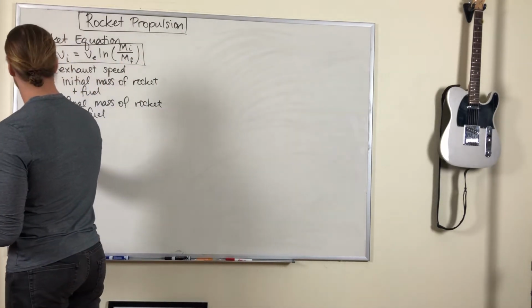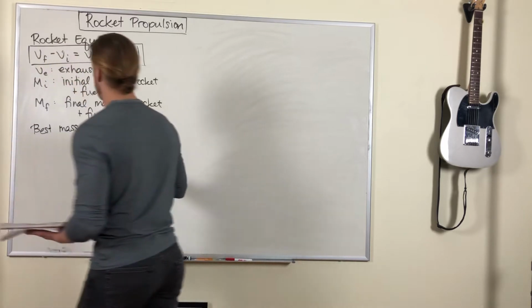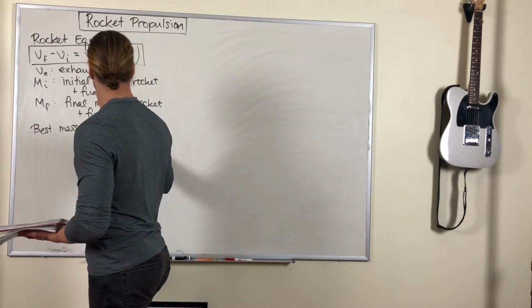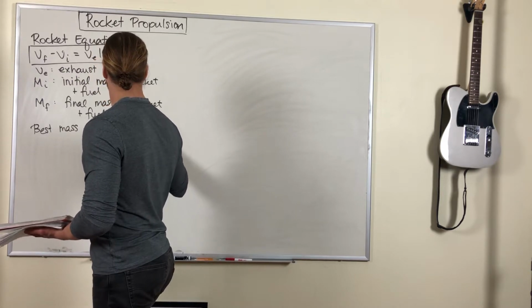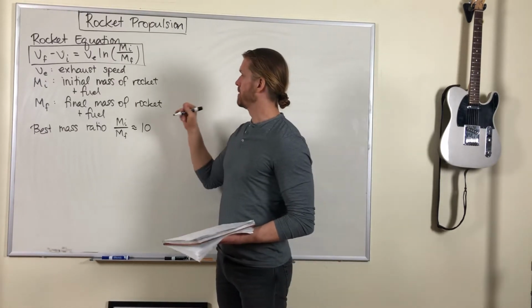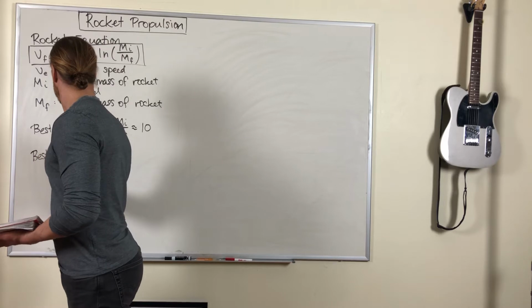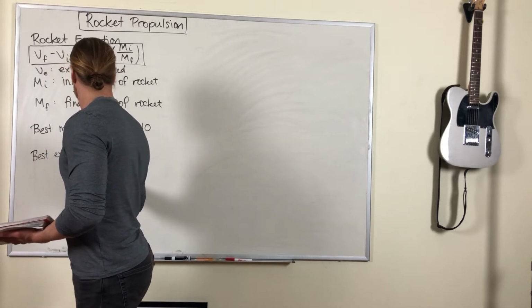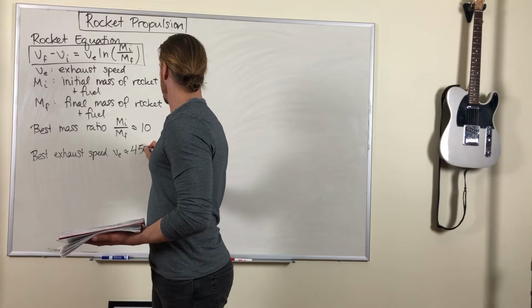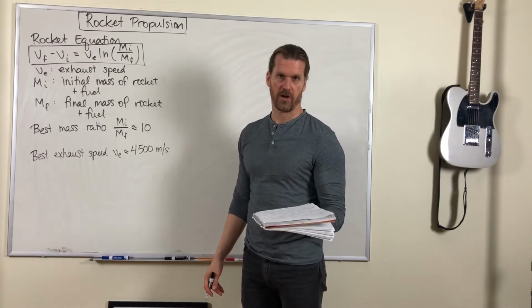The best we can do for this ratio of initial mass to final mass is to get it to equal about 10. And the best we can do for the exhaust speed is have it equal to about 4,500 meters per second. That's for a rocket fuel that's combination liquid oxygen and liquid hydrogen.